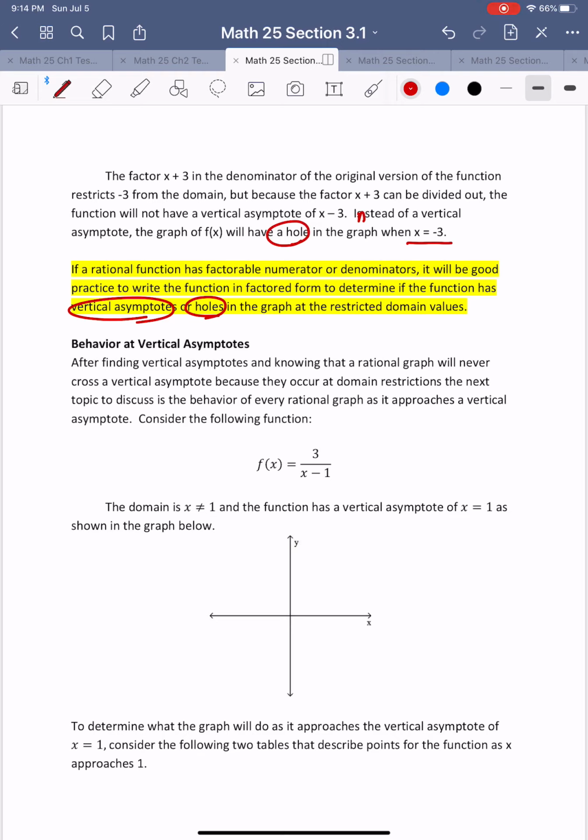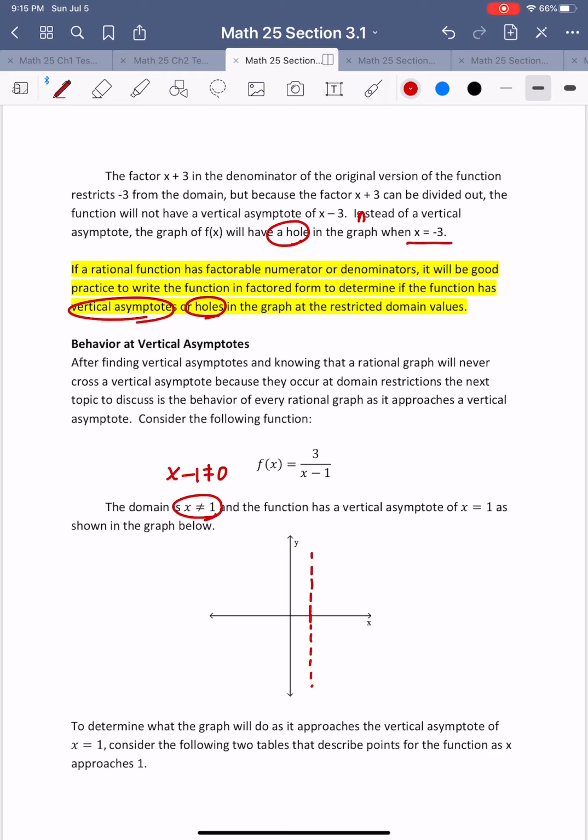Behavior at the vertical asymptotes. After finding a vertical asymptote and knowing that a rational graph will never cross the vertical asymptote because they occur at the domain restriction, the next topic to discuss is the behavior of every rational graph as it approaches the vertical asymptote. Consider the following function. So we have a function like this, which means the domain cannot be 1, right? Because when you set x minus 1 equal to 0, you see that x cannot be 1. So there's a vertical asymptote here.